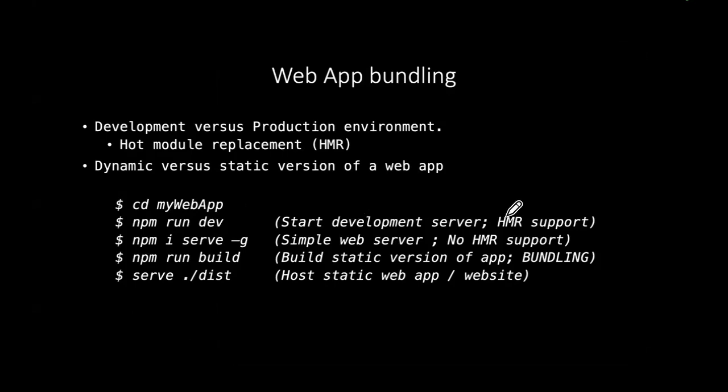HMR is this idea that you can go editing your React code, and when you save the file that you've been editing, those changes will be pushed out to the web browser that you're currently using to view your React app. That's called hot module replacement, or HMR. And HMR is provided by this special web server that comes with the Vite tool that you've been using all along.